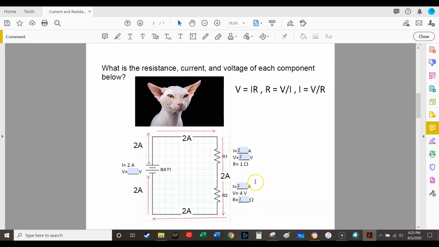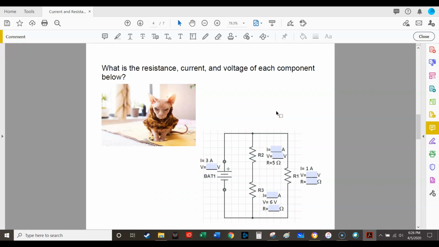Okay? And now that we know all of the variables here, we could actually find out how much voltage the battery is producing. Well, R2 is consuming 4 volts, and R1 we calculated to be consuming 2 volts. That means 4 volts plus 2 volts is going to be equal to 6 volts. Cool. All right. Let's move on to the other problem.